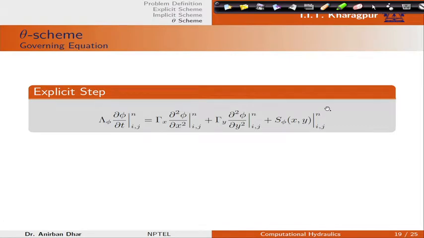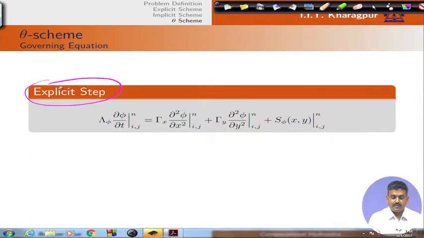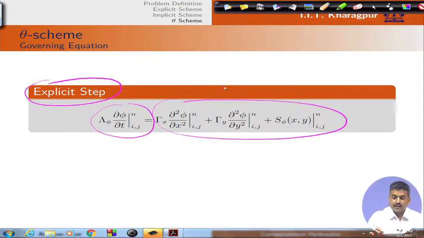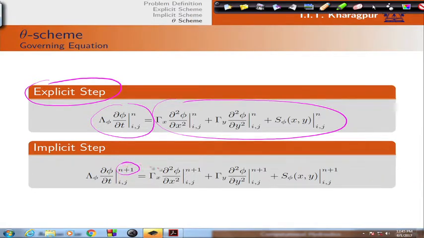Now, we need to define the theta scheme. Theta scheme, we consider some intermediate time step. In that intermediate time step, first step is explicit in nature. Explicit means we are defining at nth level. Then we define our implicit step. Implicit step is defined at n plus 1 level.